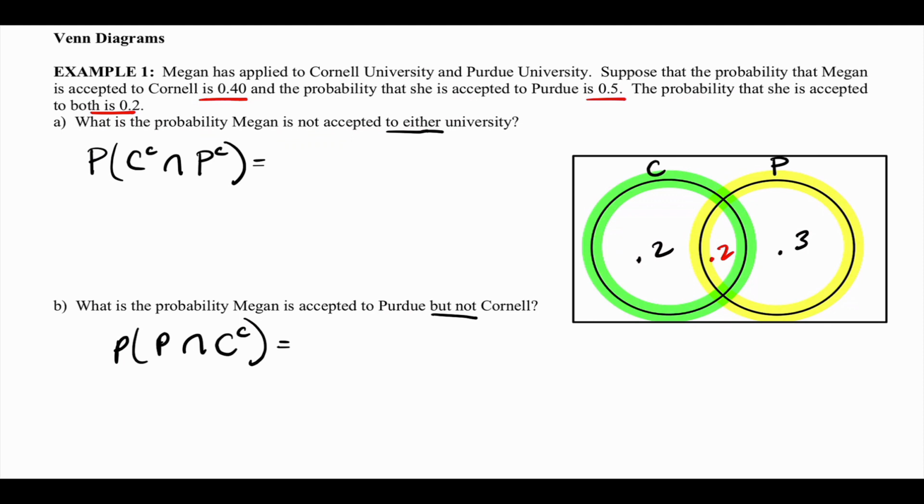So there's a 0.2 chance that she gets into just Cornell, a 0.3 probability that she gets into just Purdue, but the question is asking for neither. Where is that going to be? Where is neither going to be in the diagram? Outside the circles, inside the rectangle.